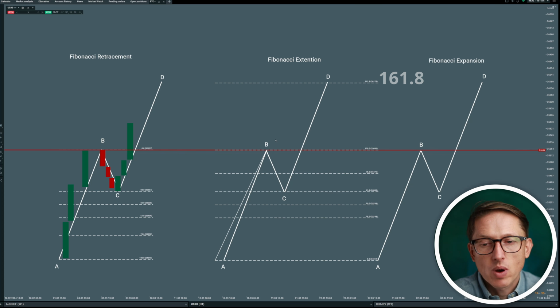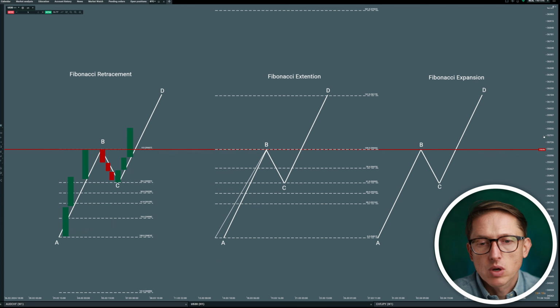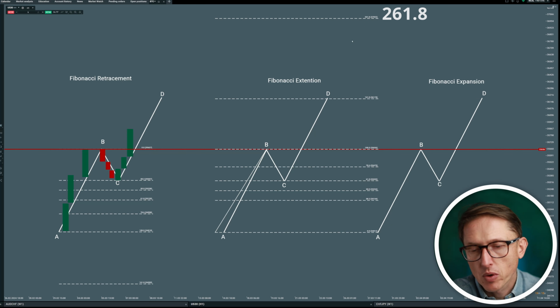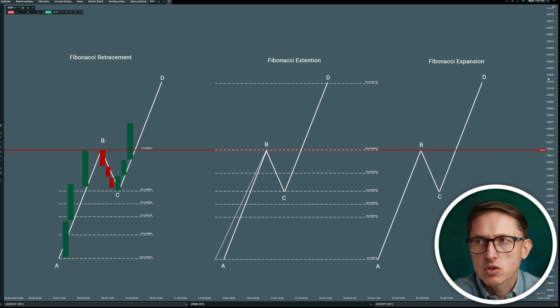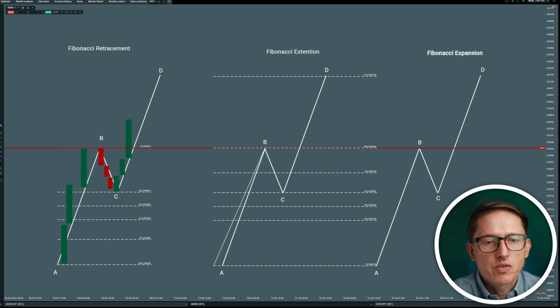So that's why we have the extension. So we know where the market might extend. If we see later on that the market broke through 161.8, we might want to try to hold the position until 261.8. So that's the whole concept behind these numbers. So now, what is the Fibonacci expansion? Fibonacci expansion is another way of measuring.